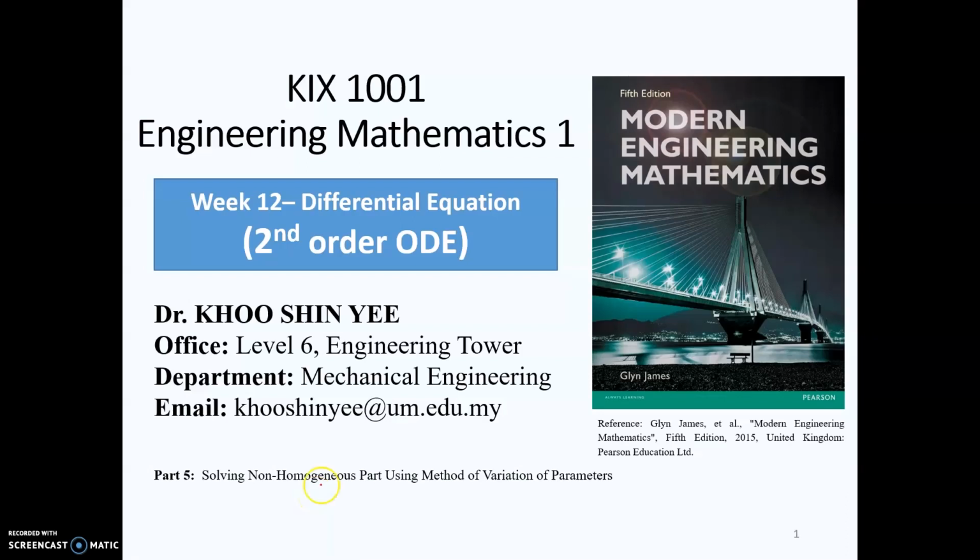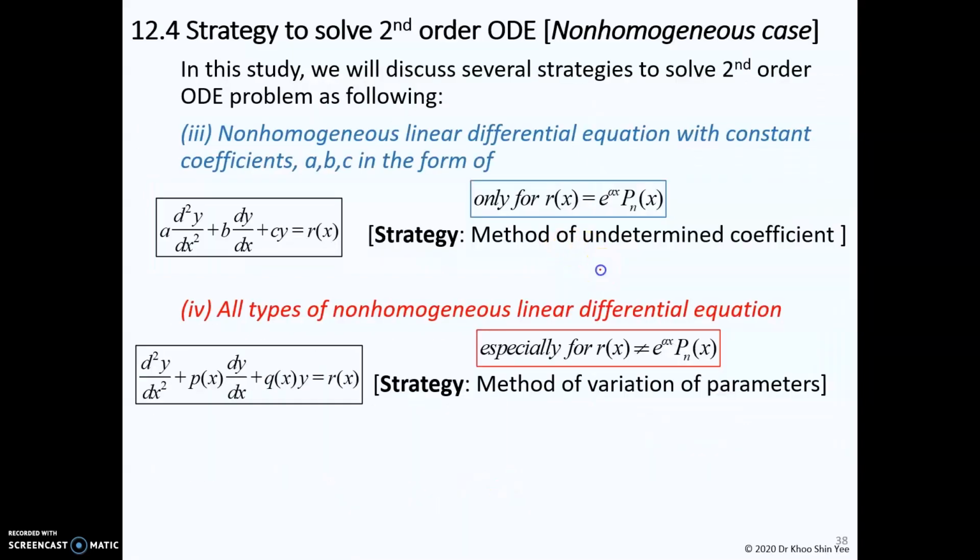Hi, in this video, we will learn how to solve the non-homogeneous part for the second order ODE by using the method of variation of parameters. Previously, we have learned the method of undetermined coefficient to solve the second order ODE. But there is one limitation for this method, which is the right hand side must be in the format of exponential, sine, cos, or the polynomial function.